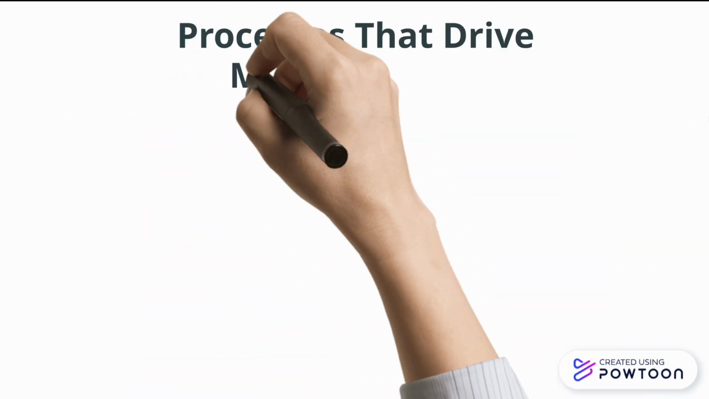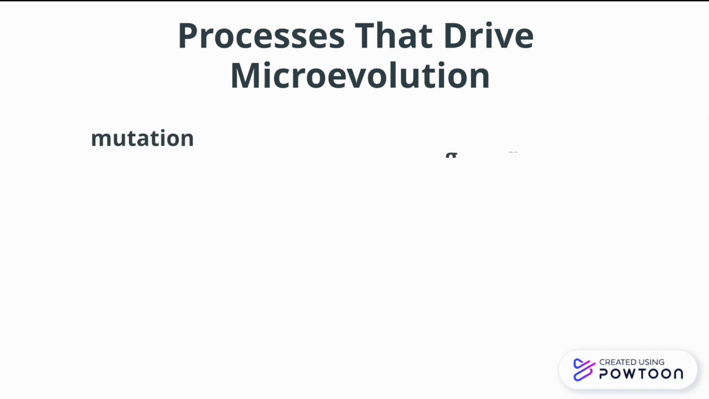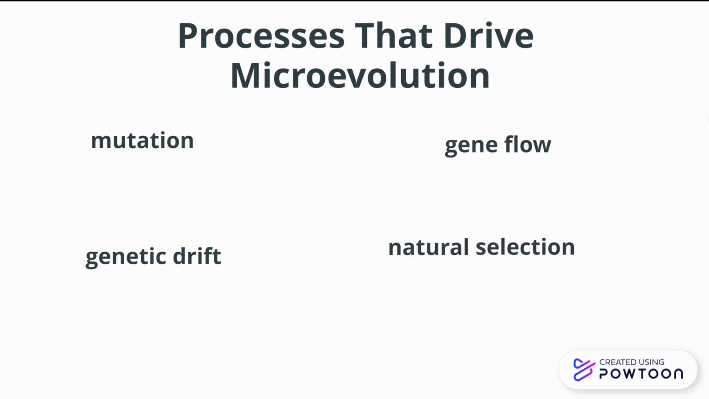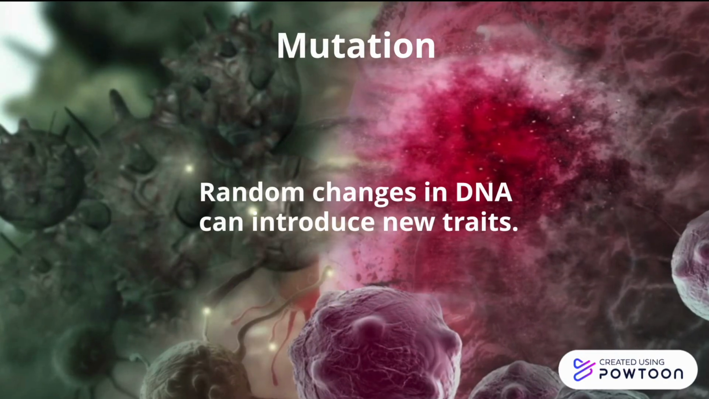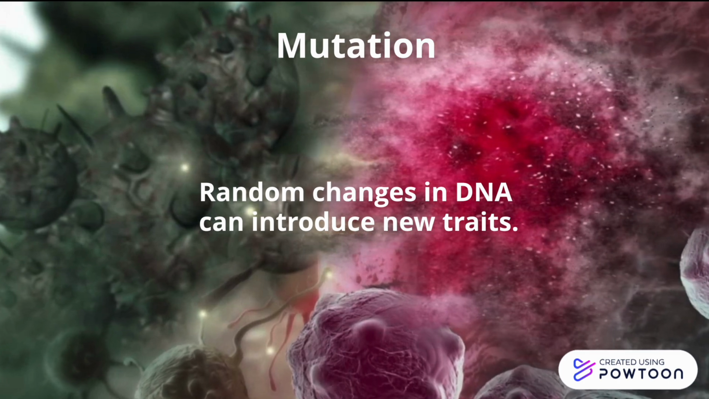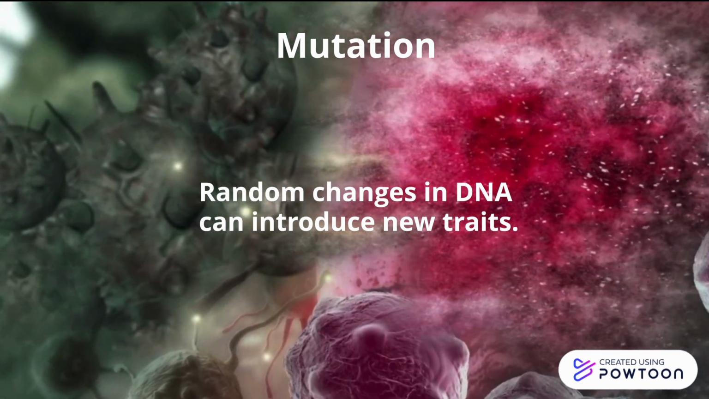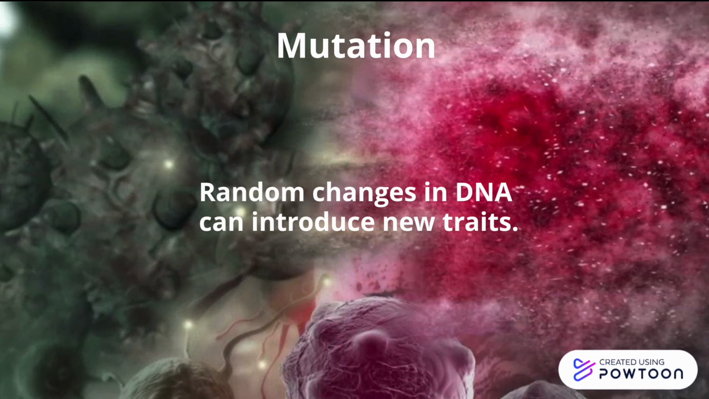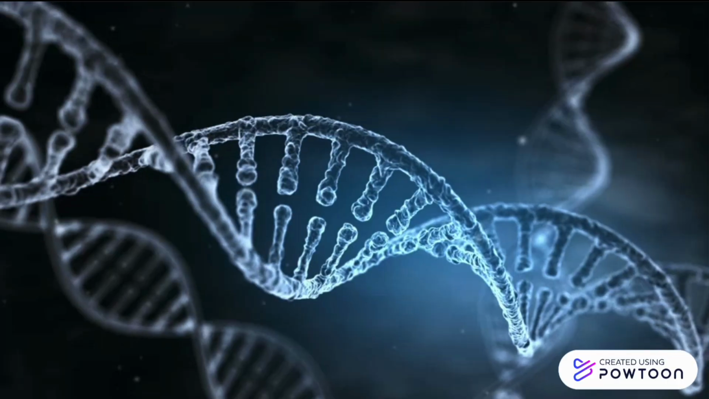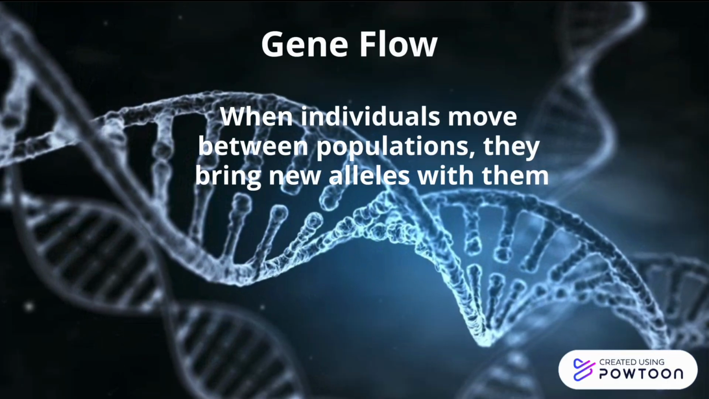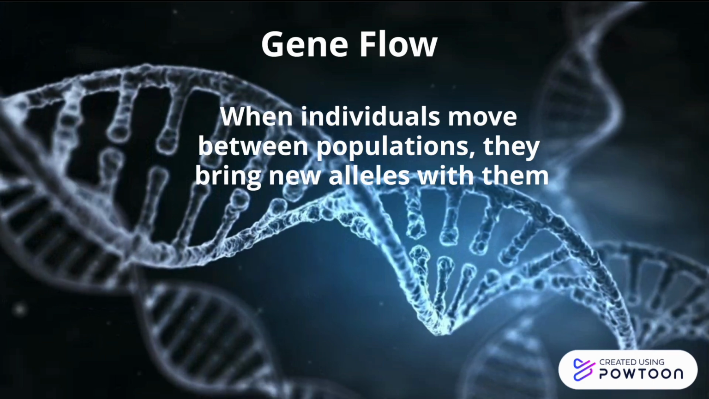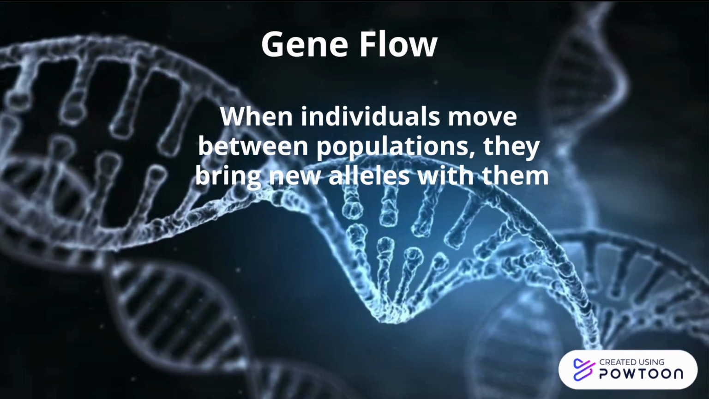There are a few key processes that drive microevolution, and these include mutation, gene flow, genetic drift, and natural selection. Mutation involves random changes in DNA that can introduce new traits. Gene flow involves when individuals move between populations and they bring new alleles with them.